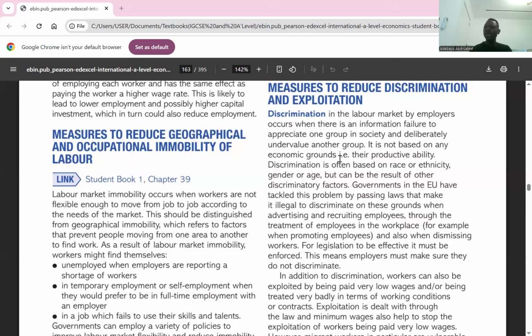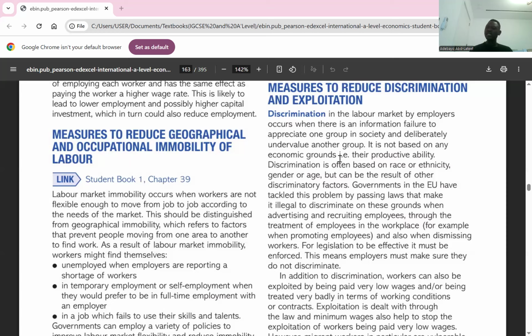So I wrote, discrimination in the labor market by employers occurs when there is an information failure to appreciate one group in society or in the office and deliberately undervalue another group. So government should take the following measures to reduce discrimination and exploitation. And exploitation mostly comes when you make workers vulnerable. You underpay them because there's nothing they could do about it. So you are exploiting them. So what are the measures that government could take to ensure that there is no discrimination and exploitation of workers in the labor market? One, strengthening legal protection.